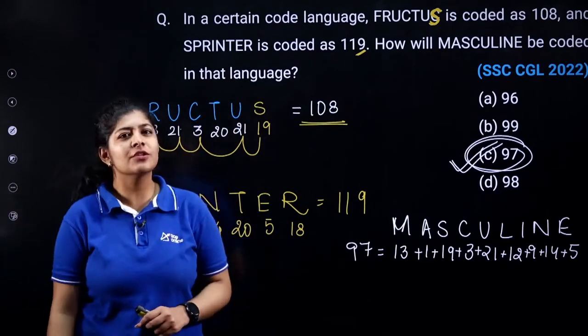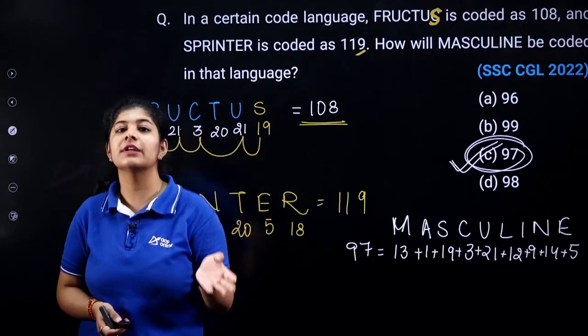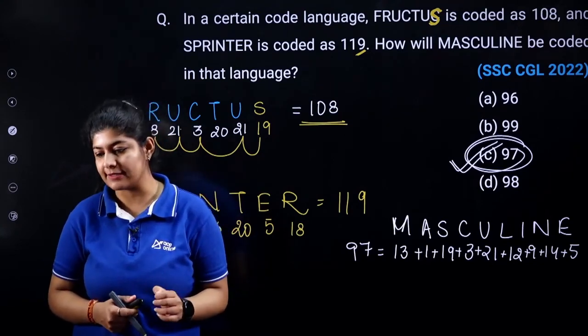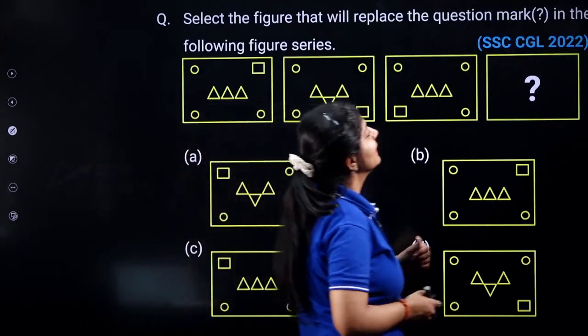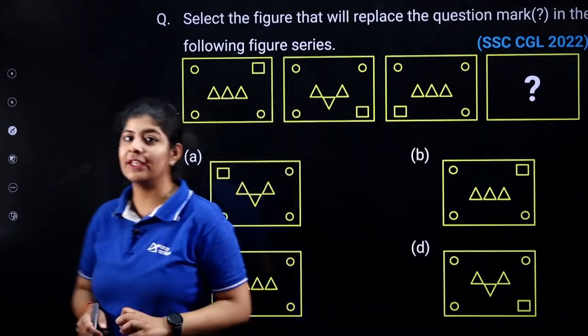Is it clear? So whenever we are having such type of things, if we know the associated numbers of all the letters, we can easily determine the correct answer. Is it clear? So with this question, let's go with the last question of this particular session.